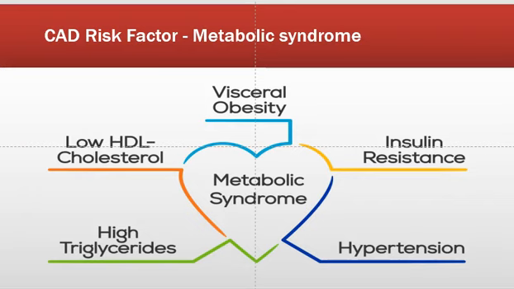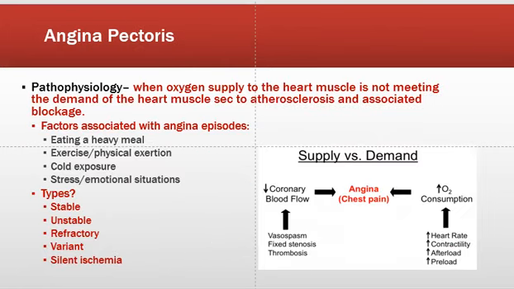So that is what we talk about when we talk about metabolic syndrome. It's a person who has 3 out of the 5 of these factors. They will have a diagnosis of metabolic syndrome, and that is a huge risk factor for coronary artery disease. So angina is sort of that first step into heart disease. Well, second step actually. Atherosclerosis is the first.